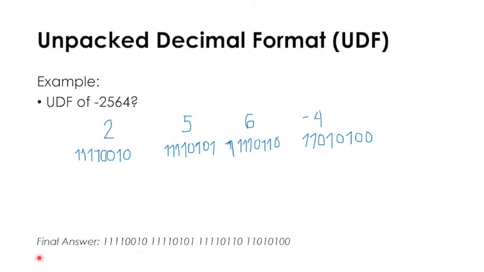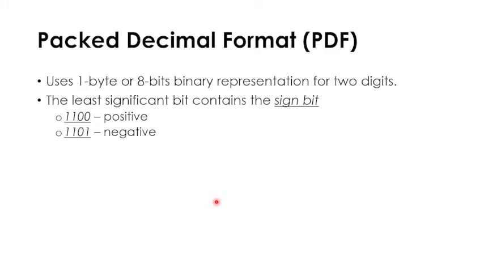So let's move on with the packed decimal format. The packed decimal format, or PDF, also uses 1 byte or 8 bits binary representation. But the difference is it is for 2 digits. The least significant bit contains the sign bit, meaning the sign bit is placed at the end. For positive numbers, the sign bit will be 1100, and for negative numbers, it will be 1101.